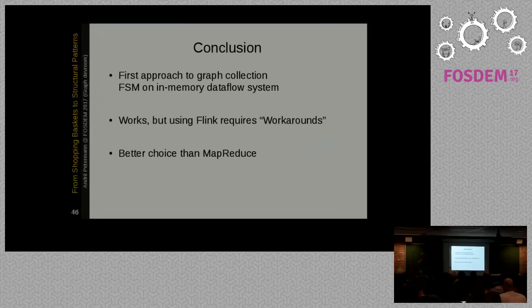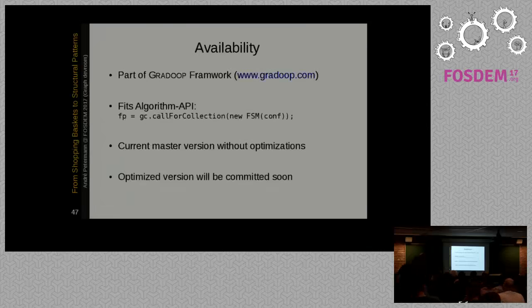It works. But using Flink requires some workarounds, as you have seen. And we think it's a much better choice than MapReduce, because in each iteration you have to update 3 data sets. And for MapReduce, you also need workarounds to solve these problems. But these MapReduce workarounds are by far more expensive than the workarounds you need for the Apache Flink-based approach. And the availability: it's part of the Hadoop framework, this distributed framework for graph processing. It fits its algorithm API.